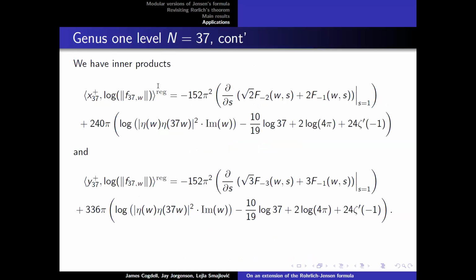And we have inner products of x with the log of f_37 and of y with the log of f_37. And one can see that everything is explicit in terms of, again, the Niebur-Poincaré series derivative at 1. And all other terms involve just simple Dedekind eta functions and just numbers. And of course, our favorite constant, zeta primed at -1.